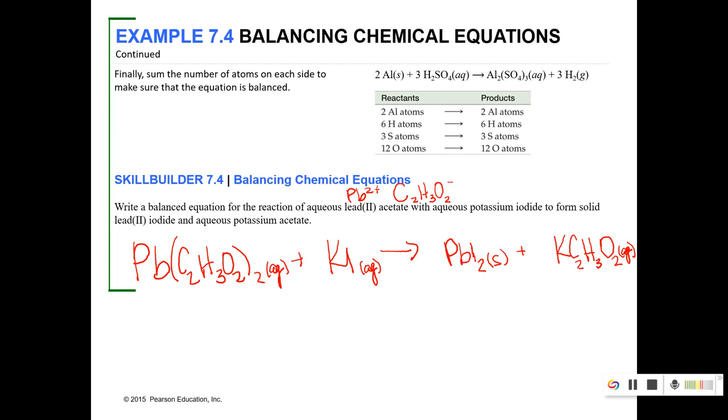Once you have this written, hopefully you wrote it properly, we're going to go ahead and balance it. So my iodine is off and my potassium and acetate are off. That's it, y'all. I just put a 2 in front of both. We're good to go.